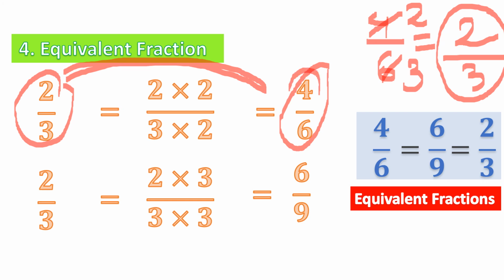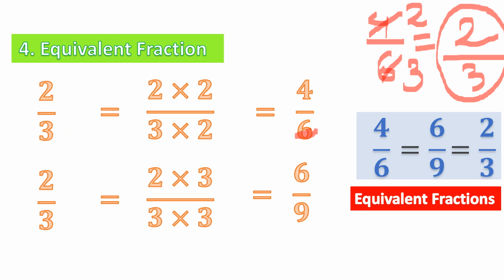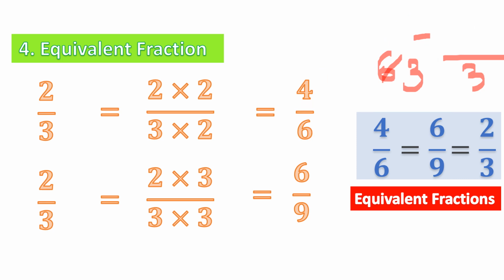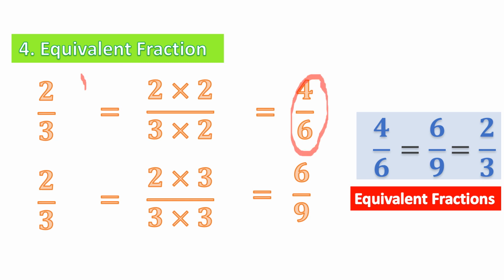But can you see that it looks different? 4 by 6 is different from 2 by 3. They're different numbers. This is 2 and this is 3. This is 4 and this is 6. So can you see they look different, right? But their values are the same. What is the value of this? 2 by 3. What is the value of this? 2 by 3. So can you see that the values are the same and they look different?